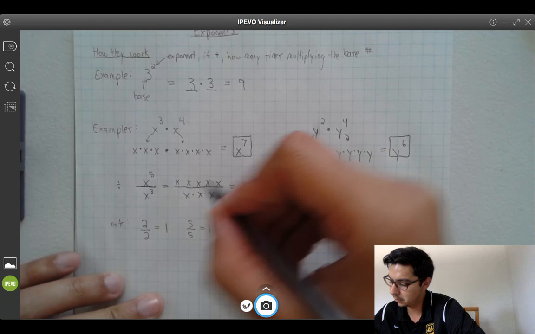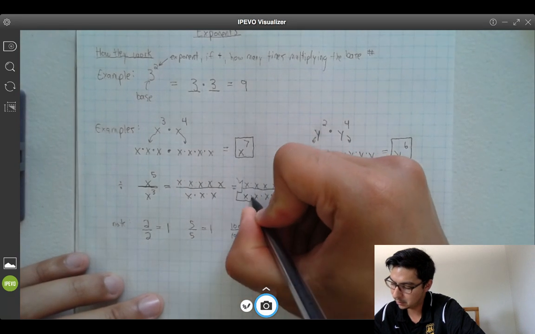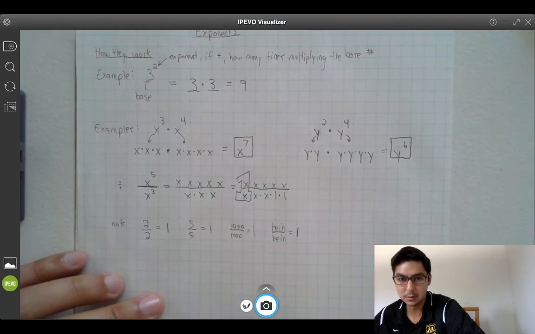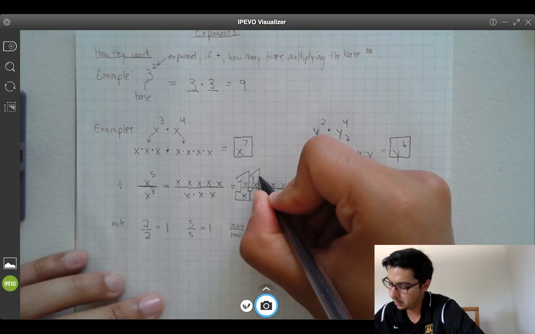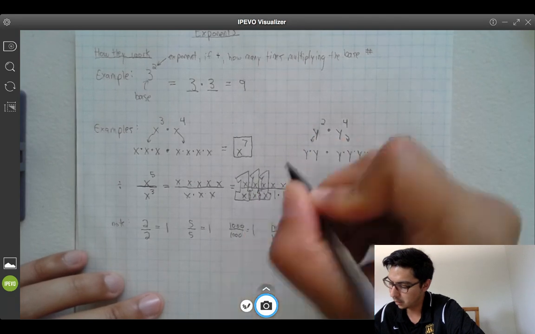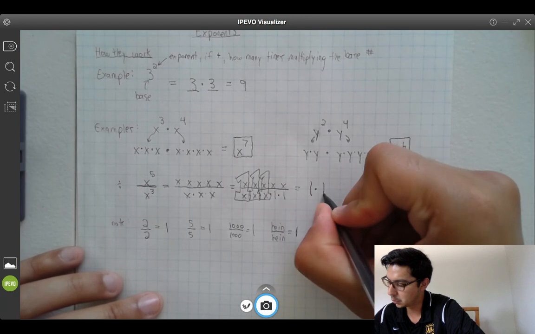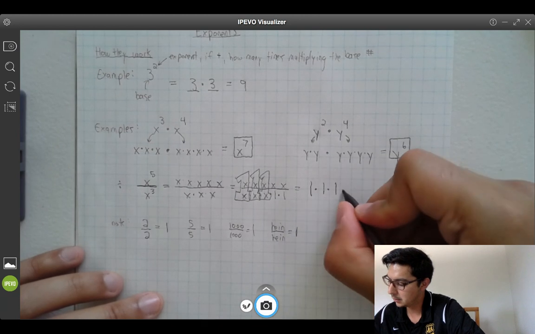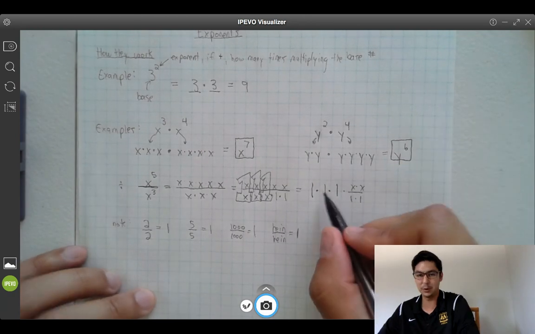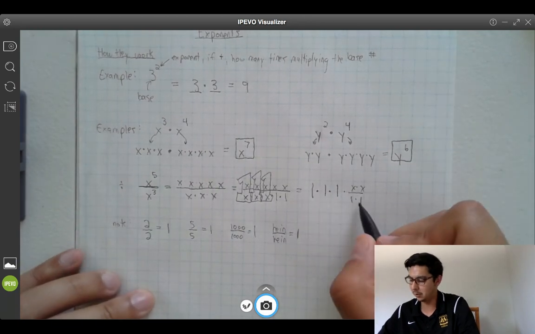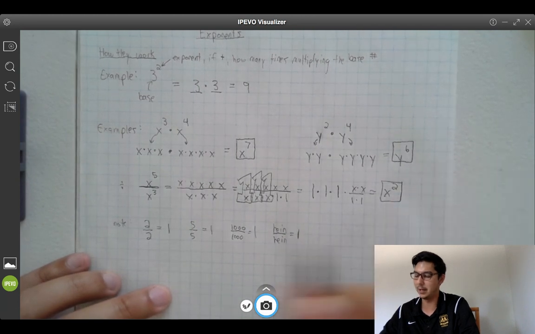So this note comes in handy up here because, since it's the same thing, this makes 1. This makes 1 because they're the same. So what you're actually left with is 1 times 1 times 1 times x over 1 times 1. But remember, times 1s don't really do anything, so we can ignore all those, and you're just left with x to the second. And there's your final answer for that problem.